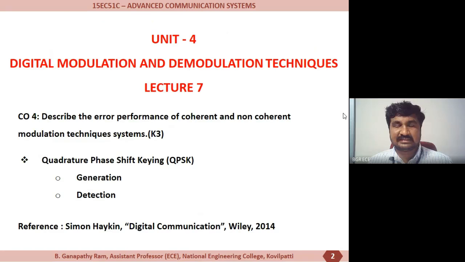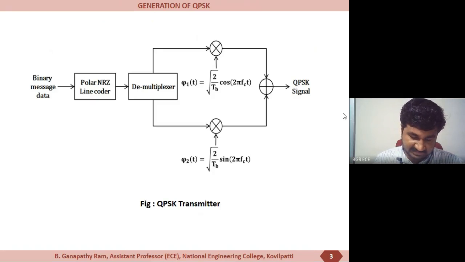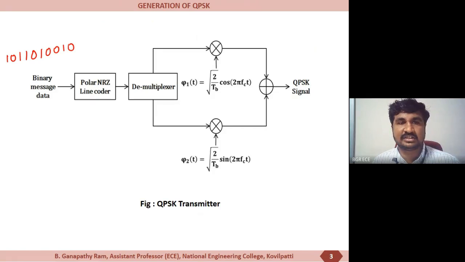With the information studied in the previous session, we are now going to see the generation and detection of coherent quadrature phase shift keying signal. So let us start with the QPSK transmitter. The binary message sequence is given as the input to the QPSK transmitter. So let us consider the binary sequence like this: 1011010010.